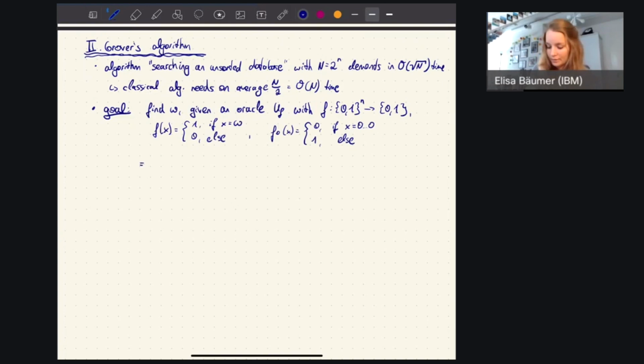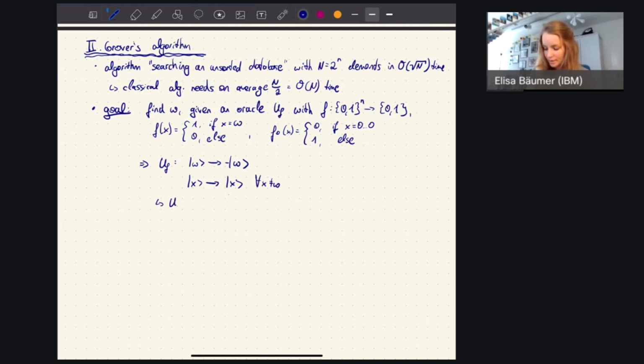So if we now check what UF does, the unitary, it turns W into minus W, because we said UF is the phase oracle, right? So we get a minus sign if we are in the W state, while for any other state that is not the W state, it will just have the phase 0. So we will just return X again, for X that are unequal to W.